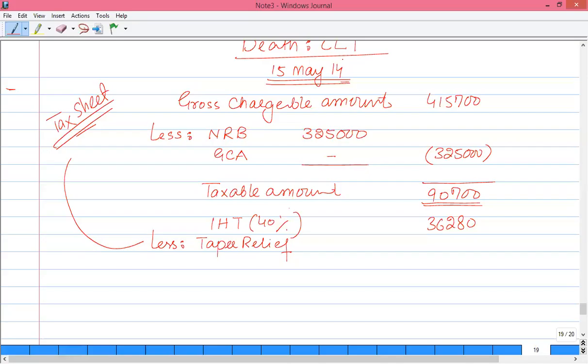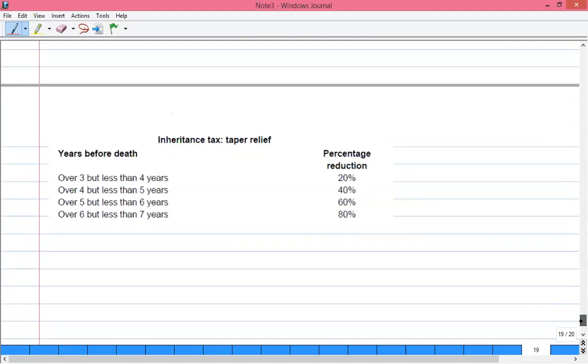As far as taper relief is concerned, let's see the rule of taper relief that will be provided in the question. If a person died after 3 years but less than 4 years, then taper relief is 20%. If he died between 4 to 5 years, then taper relief is 40%. Between 5 to 6 years, taper relief is 60%. And if it is between 6 to 7 years, then it is 80%.